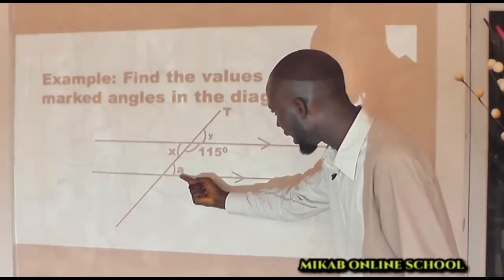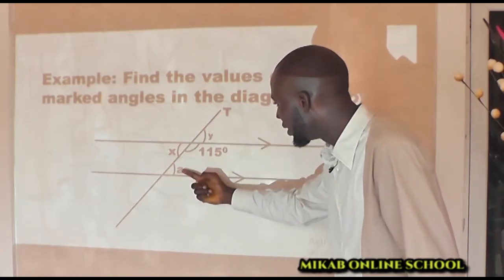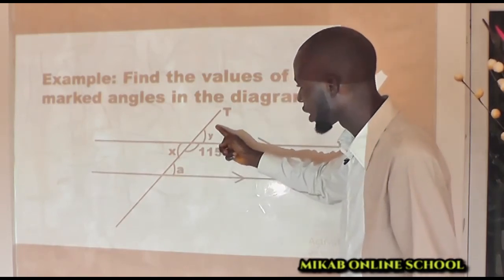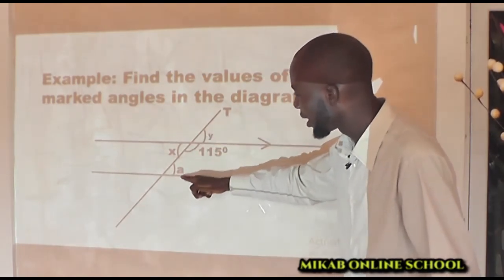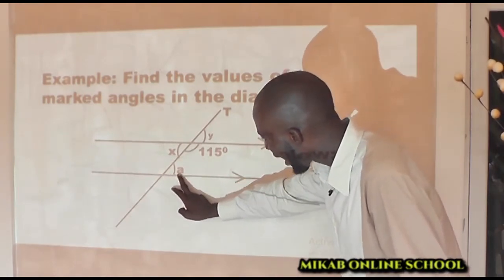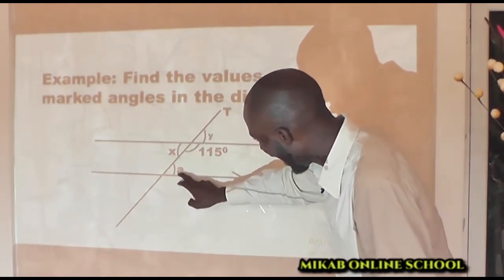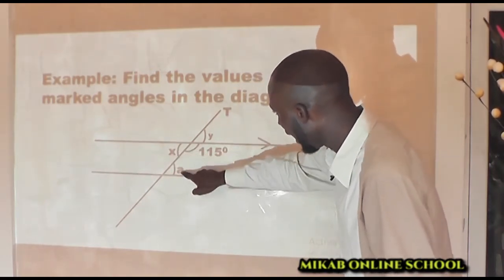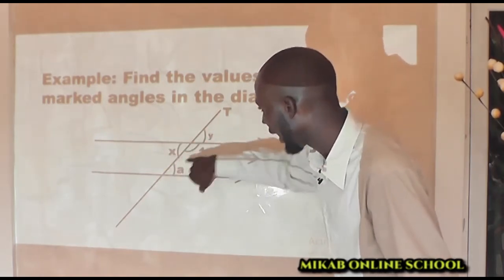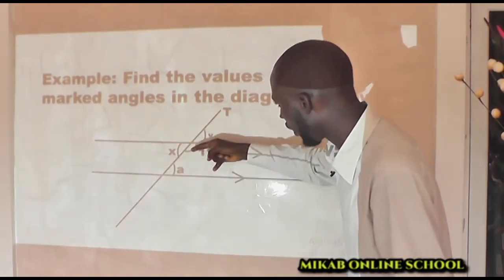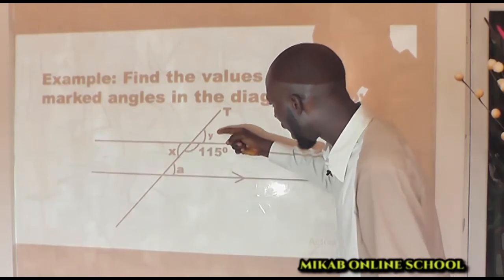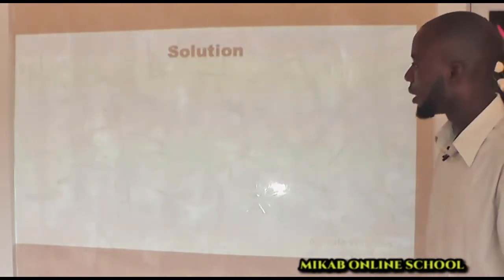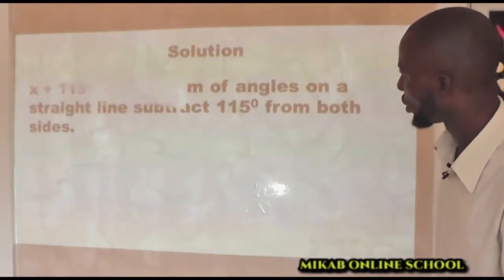If you look at a and y here, they are corresponding angles. If you look at a and x, they are alternate angles. It means that x, y, and a are all equal. That is to show that if you can find the value of x, you have y and a from the solution. So the solution of that question goes thus.